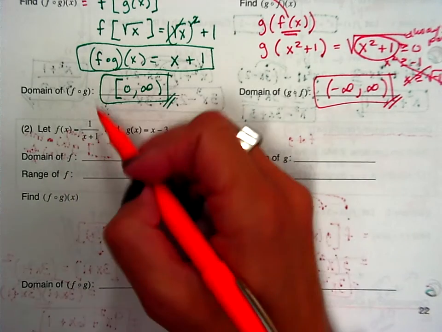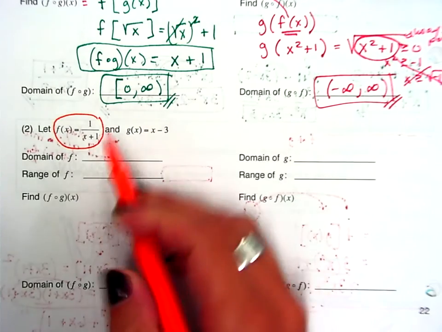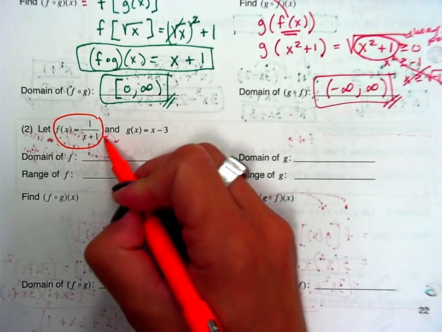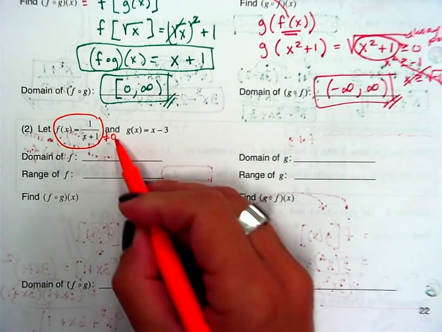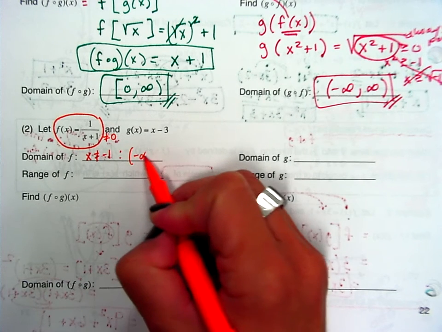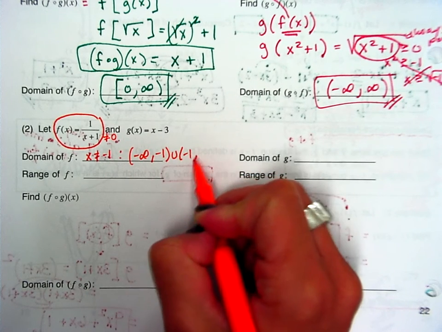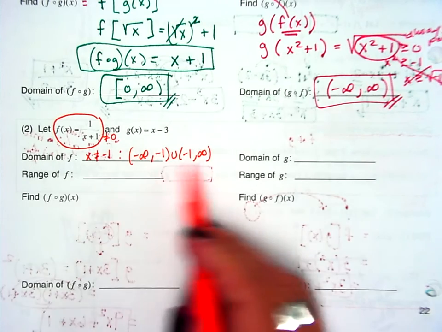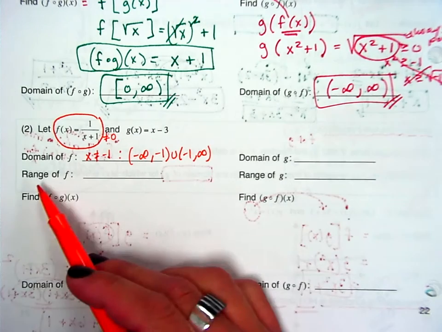Well, here's my f, okay? Domain, I have a denominator. That denominator cannot equal 0. Move the 1 over. So x cannot equal -1. Let's write that in interval notation. Right? Everything except -1. How about the range?